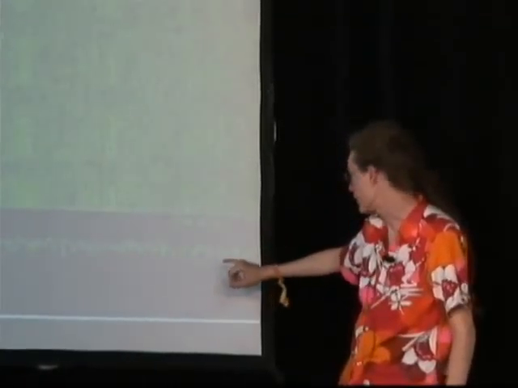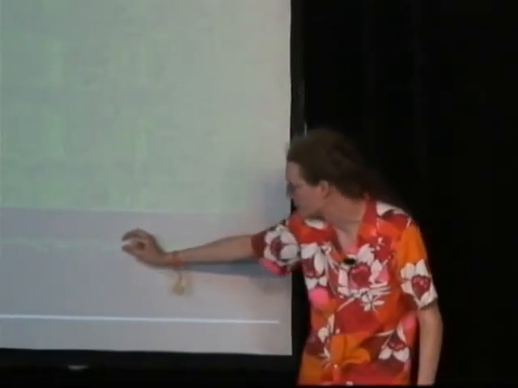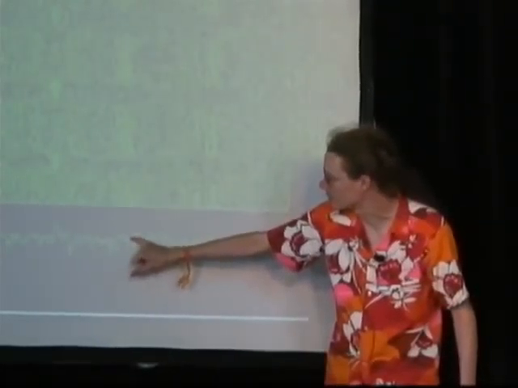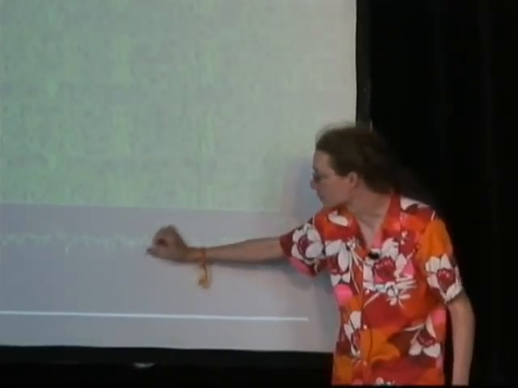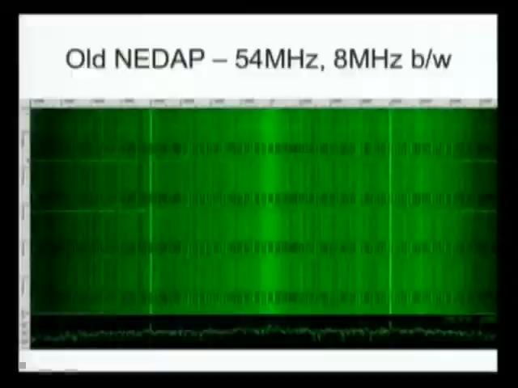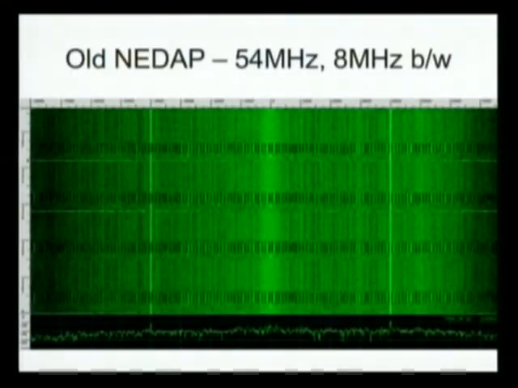And if you look at that, you see that those lines are 20 dB. So your signal-to-noise ratio is, if you look at that here, maybe 20, maybe only 10 dB for really interesting stuff, so not very good. So we tried it again with the old NEDAP, and that's a much better picture. You can actually see something in there, you see structure.